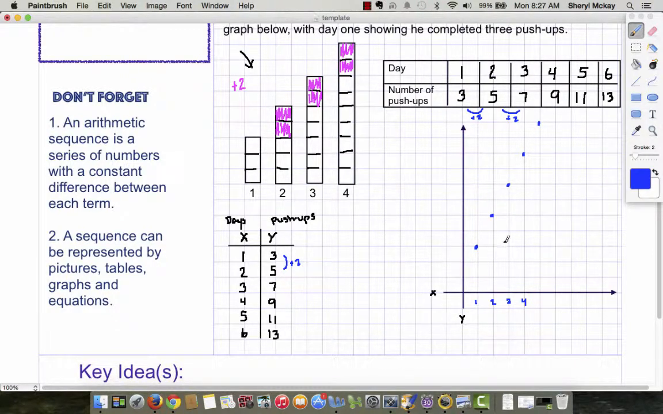But the one thing that I want you to also notice about this graph is that if there was this imaginary line, because it is sort of forming an imaginary line, there's a slope. And what's the slope of that line? Well, that slope is up 2 over 1. So the slope of this line is 2, which is the common difference. So do you see how all of those things are connected and related? It's kind of cool the way math does that.